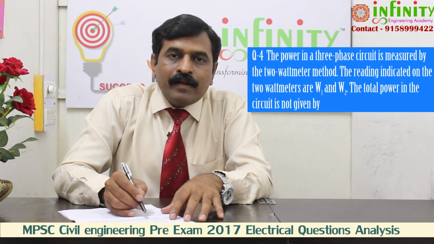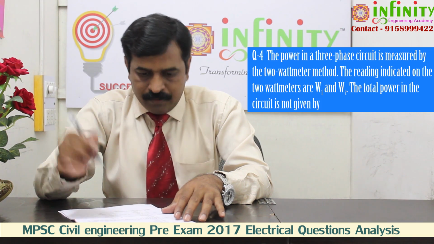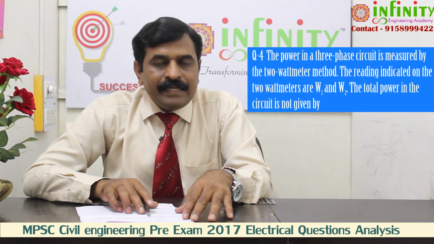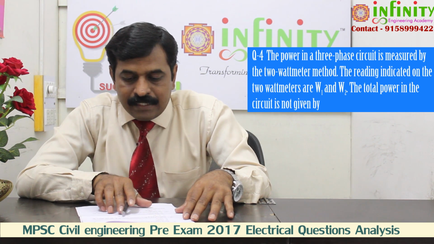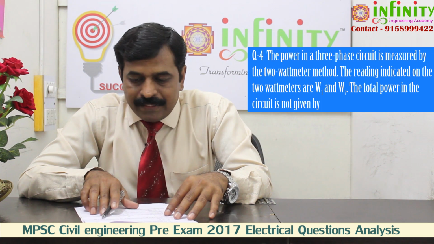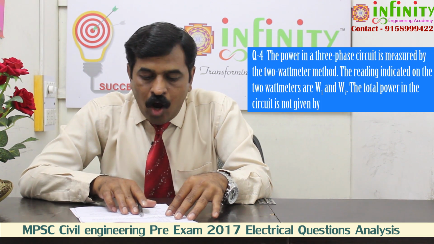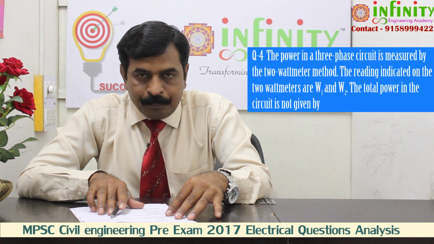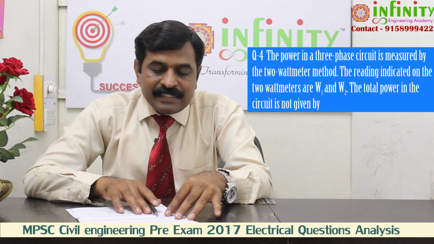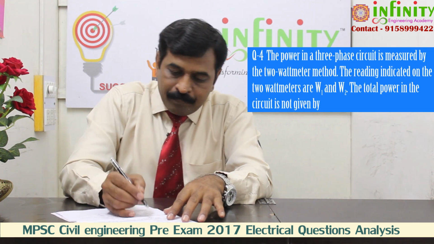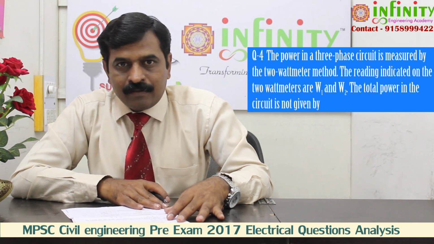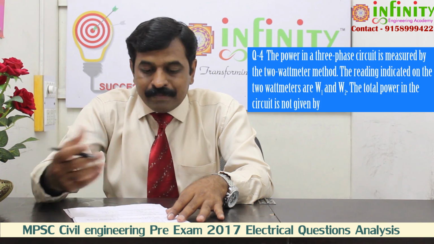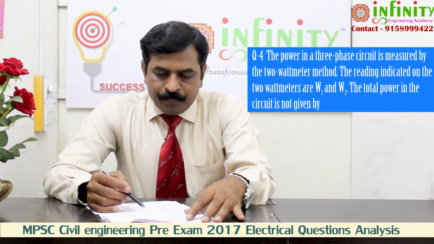Again, you should go for each and every keyword in the given specific question. The power in 3-phase circuit is measured by 2 wattmeter method. The readings indicated on the 2 wattmeters are W1 and W2 respectively. The total power in the circuit is not given by. This "not" is very important. If that particular "not" term is not given, the complete meaning of the question may change.